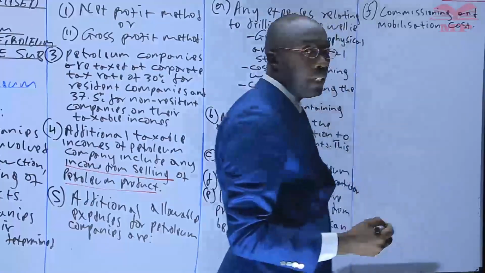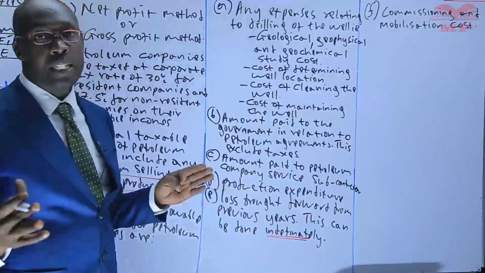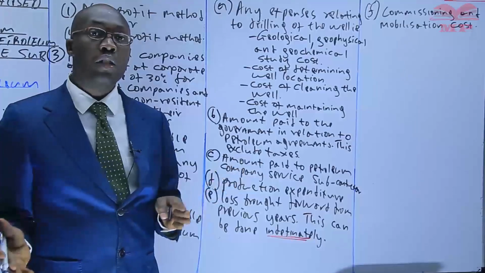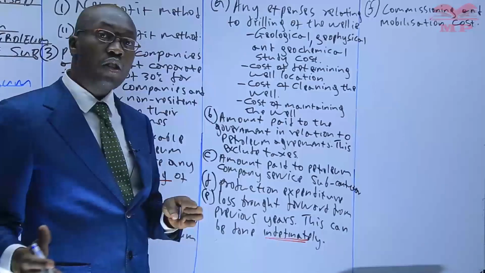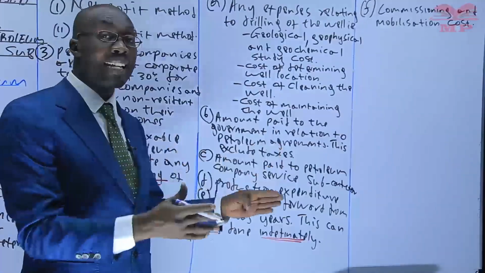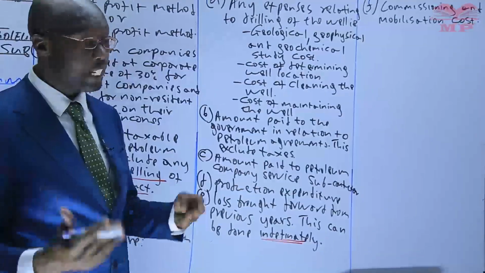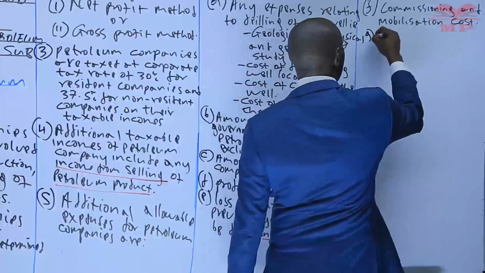It is the commissioning and mobilization costs. This we normally say are the expenses that you incur to take resources to the well site so that mining of oil can start. Those costs that you incur, for example, to take machines there, to take the labor, the workers there, those are supposed to be allowable expenses. Then we have G, another allowable expense.